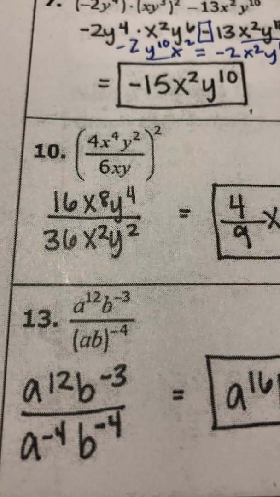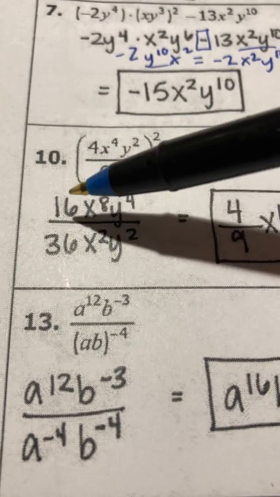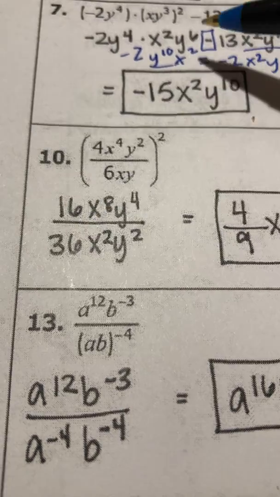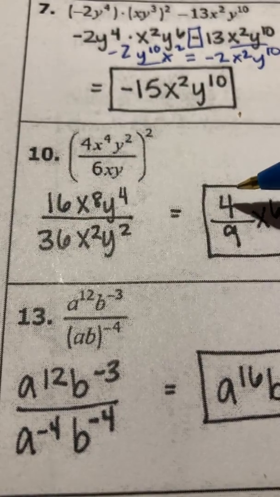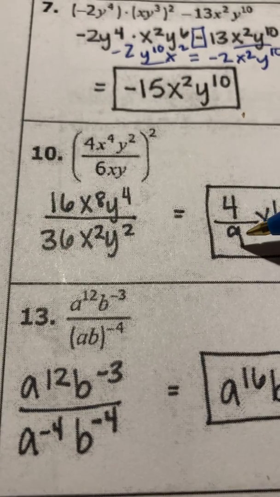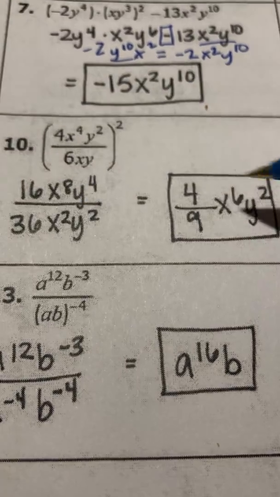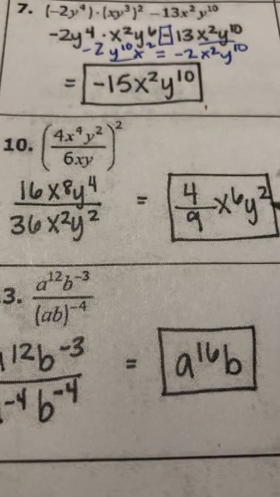And then I'm going to simplify. So I already know that I can divide both of these numbers by 4. So 16 divided by 4 is 4, because I'm going to simplify this fraction. 36 divided by 4 is 9. And then I know that 8 minus 2 is 6, and 4 minus 2 is 2.